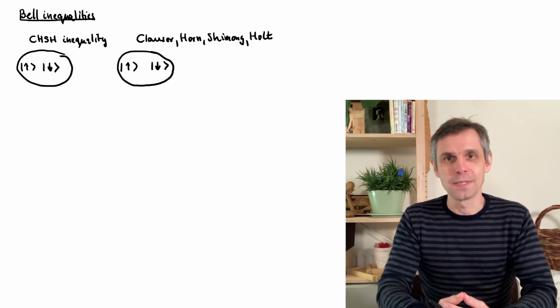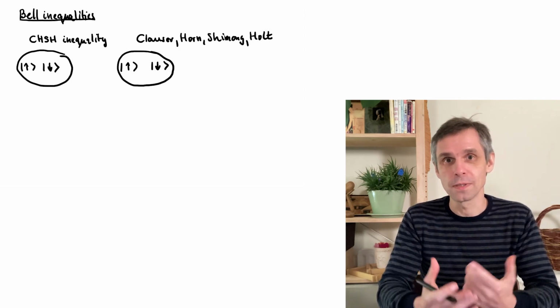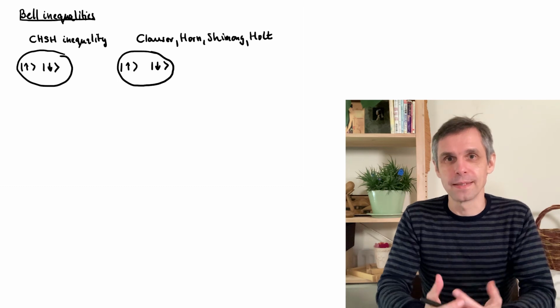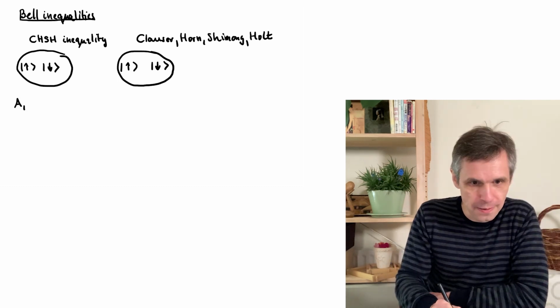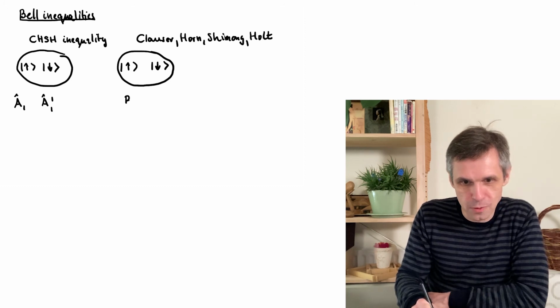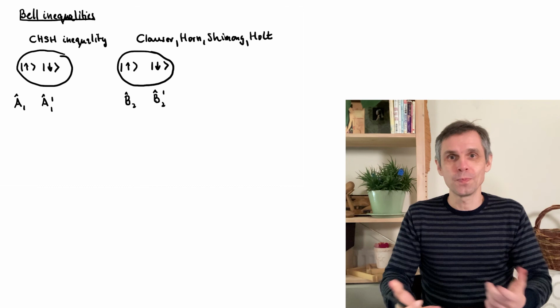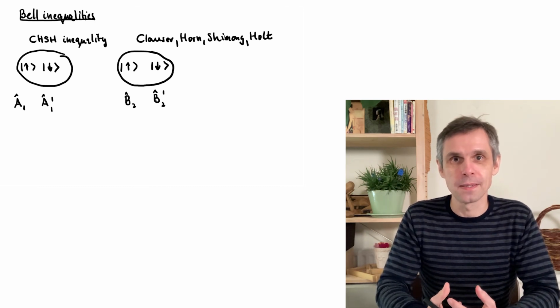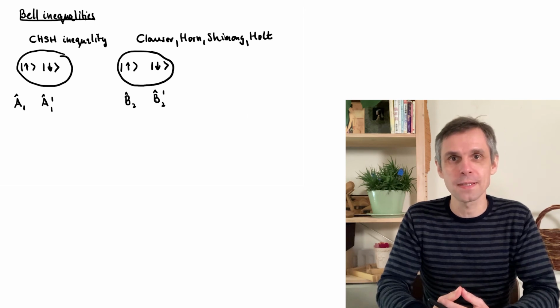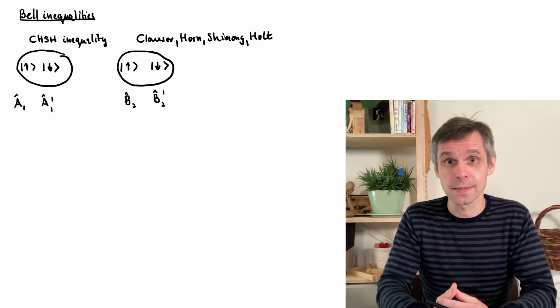Now, on each of these spins we can carry out experiments, and for these inequalities we are just selecting suitable observables for these experiments. And these are the following: A1 and A1 prime for the first spin, and B2 and B2 prime for the second spin. And we are going to assume that the outcomes of these experiments are always either +1 or -1. So these are just like our Pauli matrices. So there are only two possible outcomes, +1 or -1 for each of these experiments.